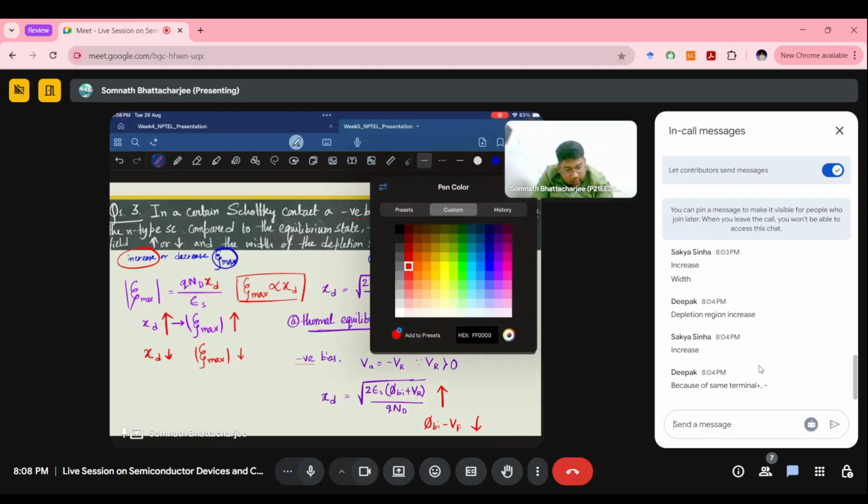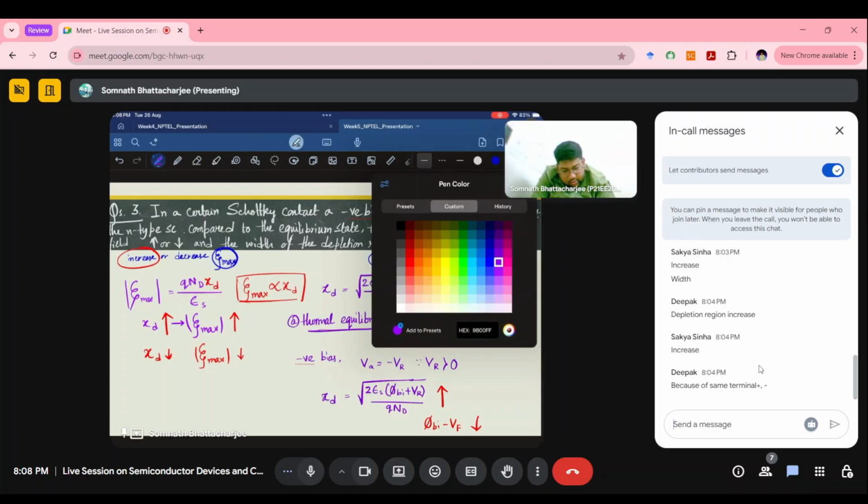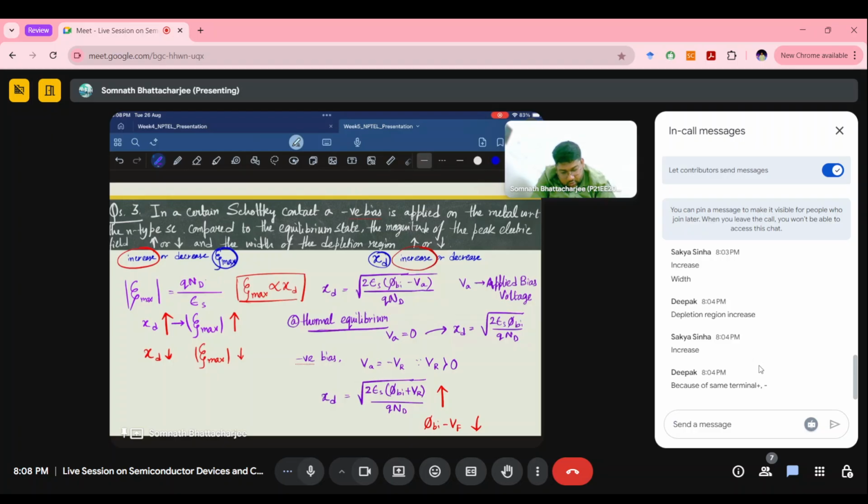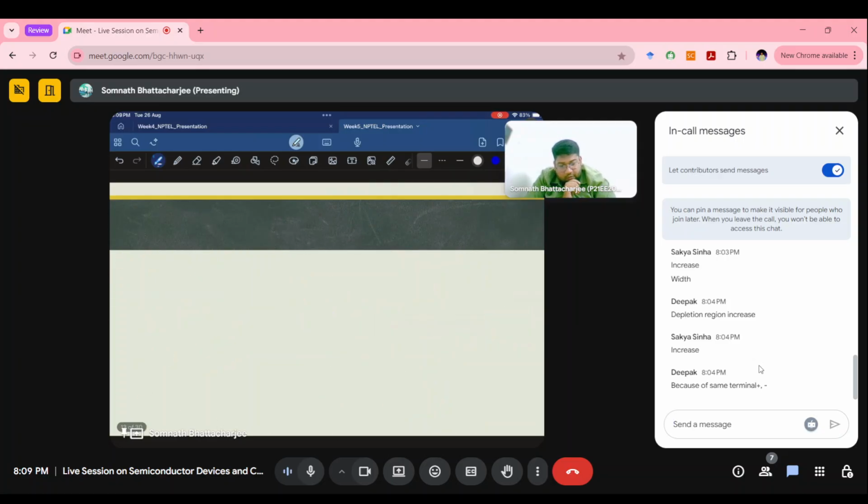Let me write it down with this ink actually. It should be in this. So we'll move on to the numerical problems.